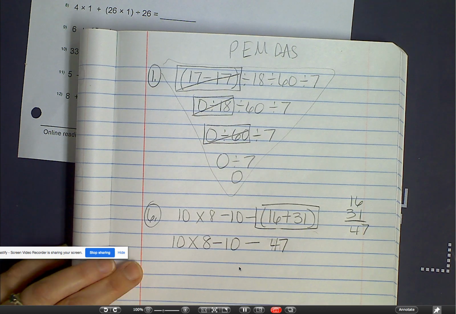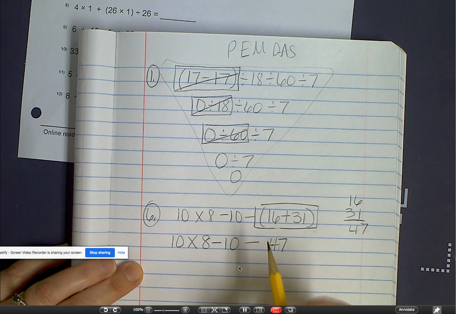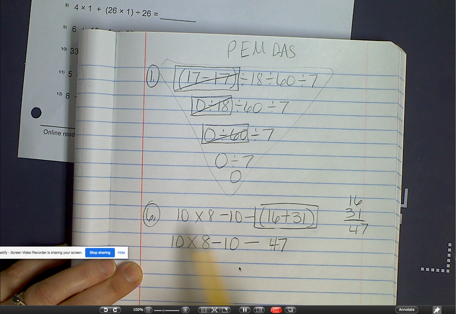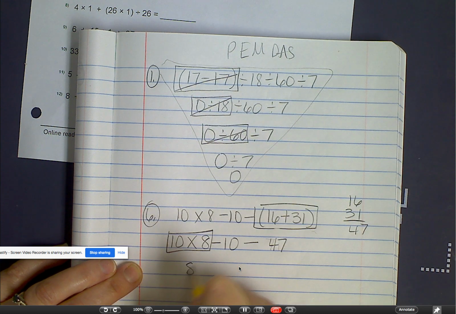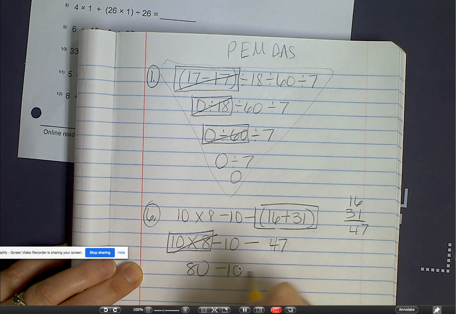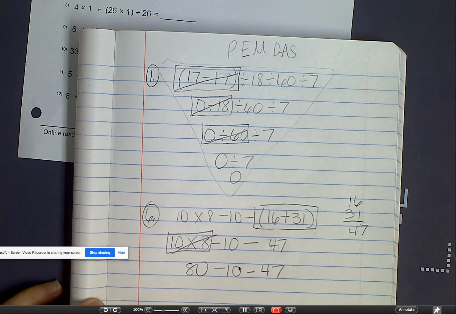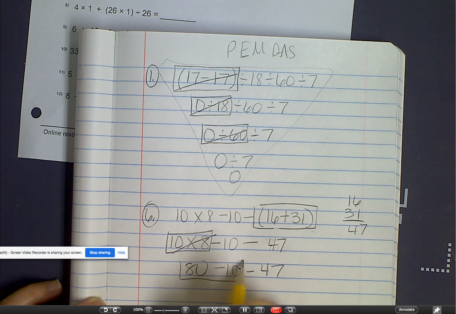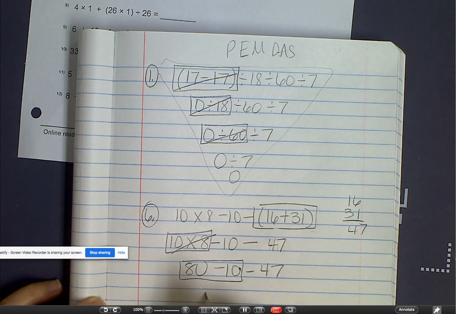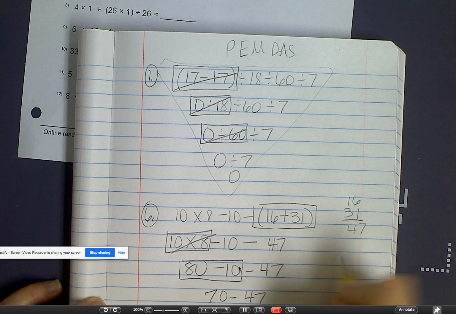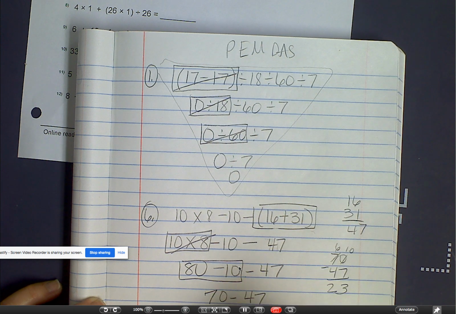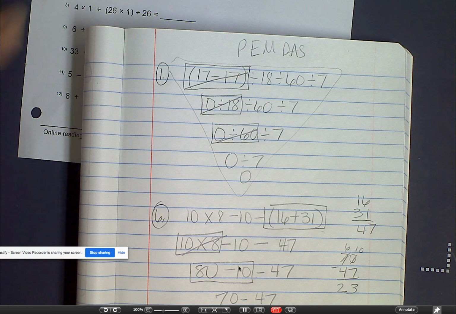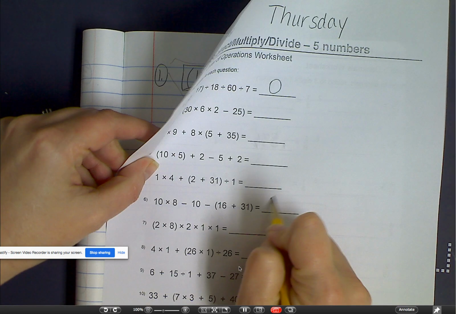Okay, so the next thing we're going to do is look and see, the next thing would be multiplication because that would come next in our PEMDAS. So I'm going to do this one. So this is 80 minus 10 minus 47. Now I'm going to do this one, which is 80 minus 10 is 70, minus 47. 70 minus 47 is 23. So the final answer for number 6 is 23.